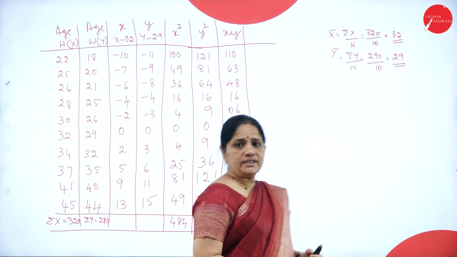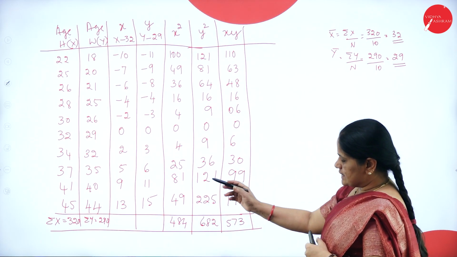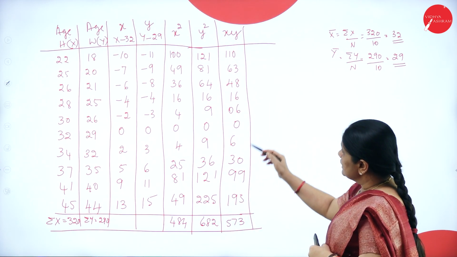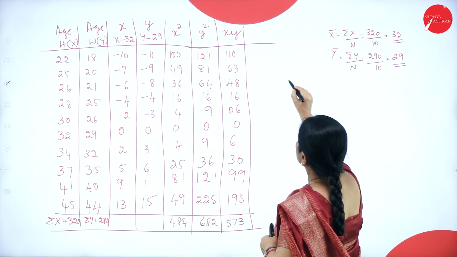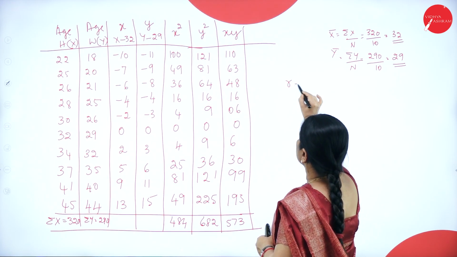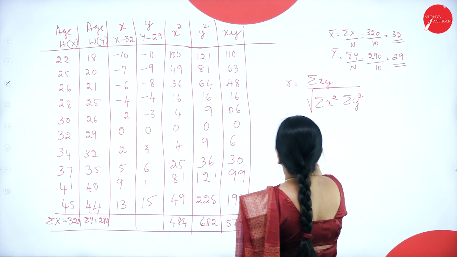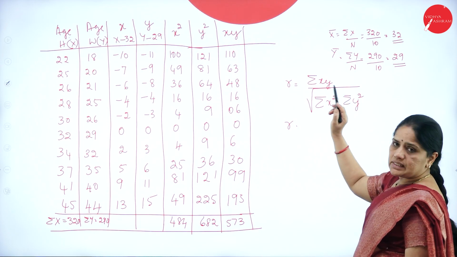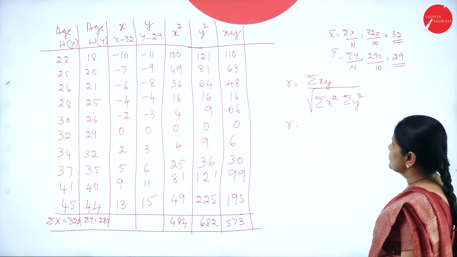Yes, so we have the table ready here. We are ready with all the values, sigma x, sigma y. We also have the value for sigma x square, sigma y square and sigma xy. Now, the correlation formula is sigma xy divided by root of sigma x square into sigma y square.